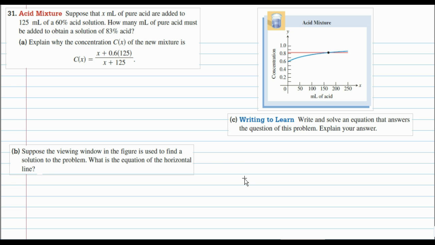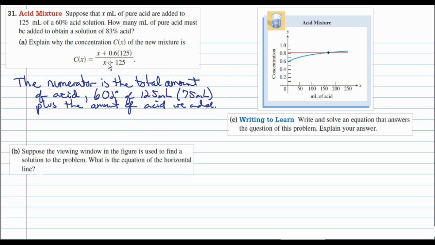So part A asks us to explain why the concentration, which they're calling C of x, of the new mixture equals this mess. Well, that numerator represents the total milliliters of pure acid. 60% of the original 125 milliliters, which is 75 milliliters of acid, plus any milliliters of acid that we add. So these are pure milliliters in the numerator. Then the denominator is going to be the total milliliters in the entire container, 125 from the original solution, plus every time we add acid, we're adding more to the total volume.